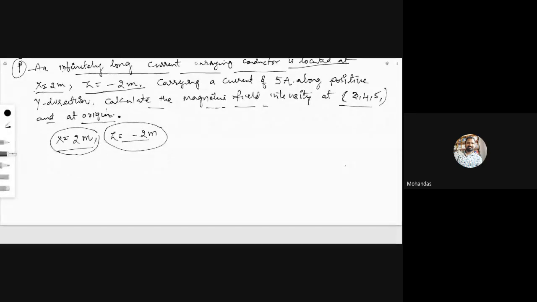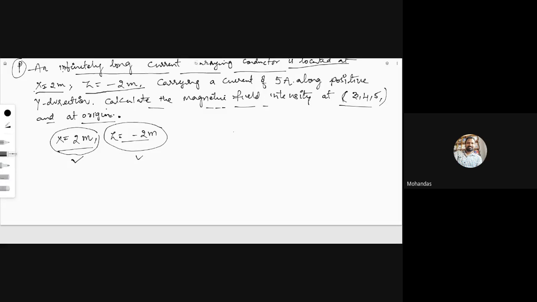Now come to our problem. Let me write this: x equal to 2 and z equal to -2. How to generate these infinite planes here? Let us take our regular coordinate system.